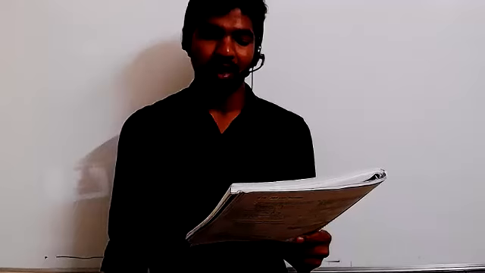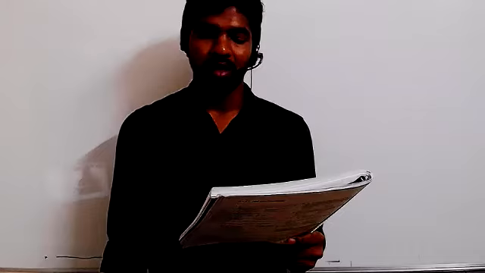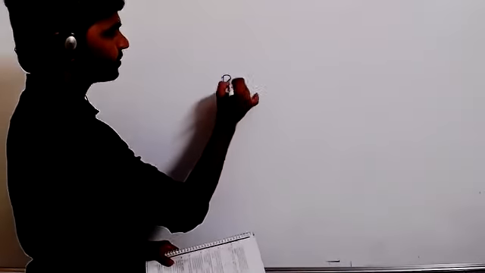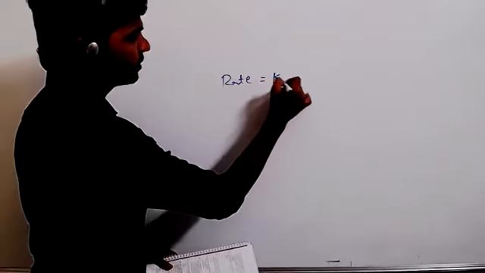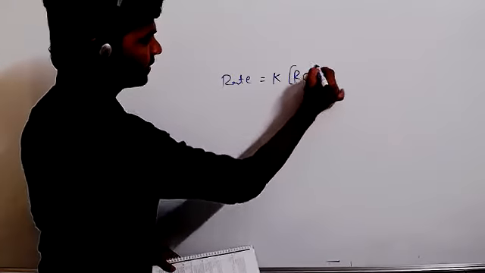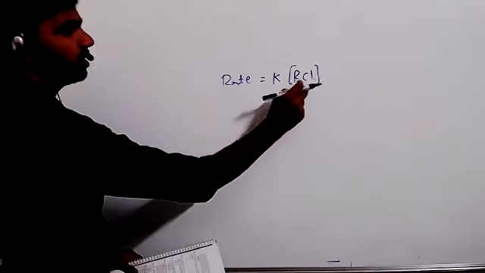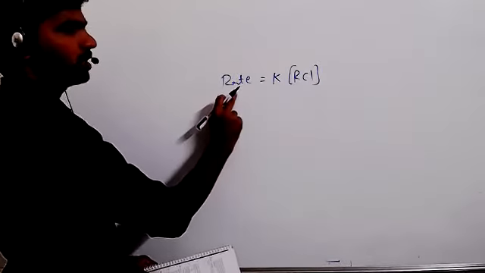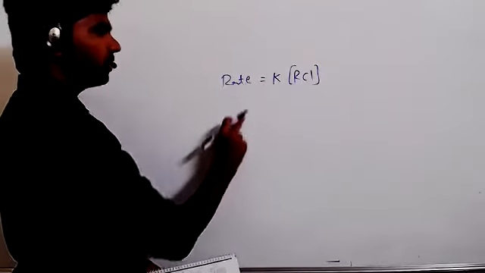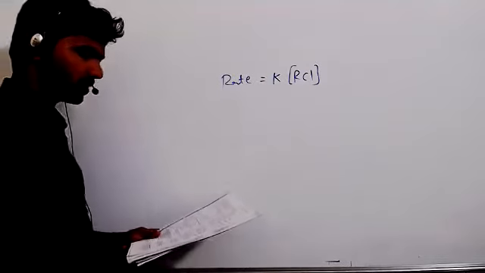Is halved by reducing the concentration of RCl by 1/2. See, the rate of reaction depends only on RCl, the reactant alkyl halide. If you make it double, the rate of reaction also doubles. If you make it half, the rate of reaction also becomes half. So option B is correct.